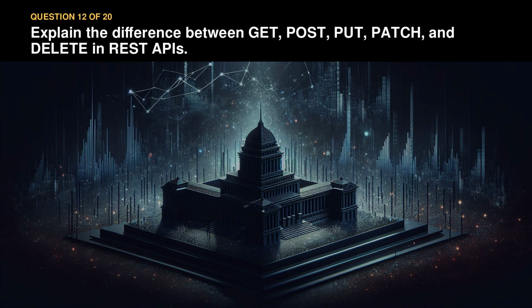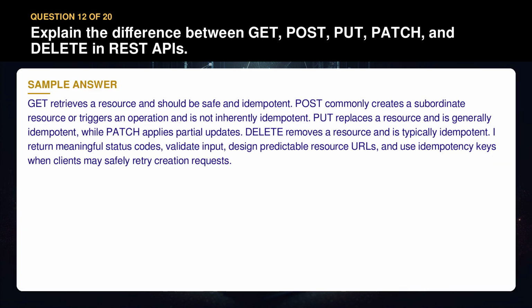Question 12. Explain the difference between get, post, put, patch, and delete in REST APIs. Get retrieves a resource and should be safe and idempotent. Post commonly creates a subordinate resource or triggers an operation and is not inherently idempotent.